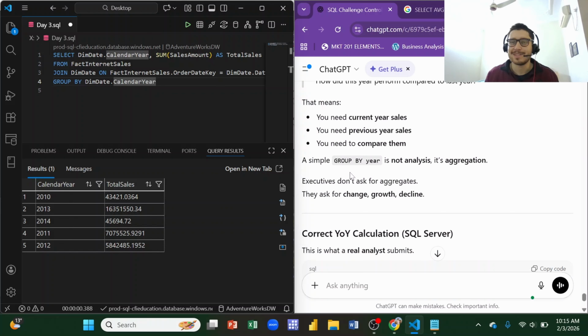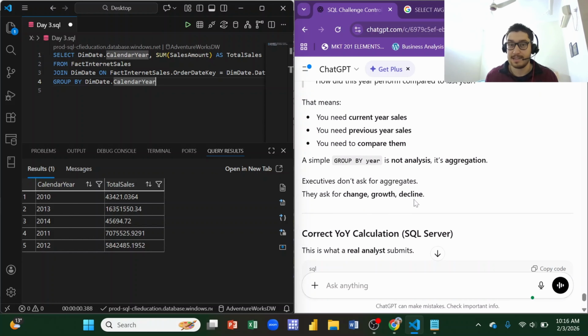So this is a daunting expression from ChatGPT. It says that if you simply group by year, that is not an analysis, it is aggregation. There's a difference between analysis and aggregation. Aggregation is just adding numbers on top of each other. Executives don't ask for aggregates, they ask for change, growth, and decline.